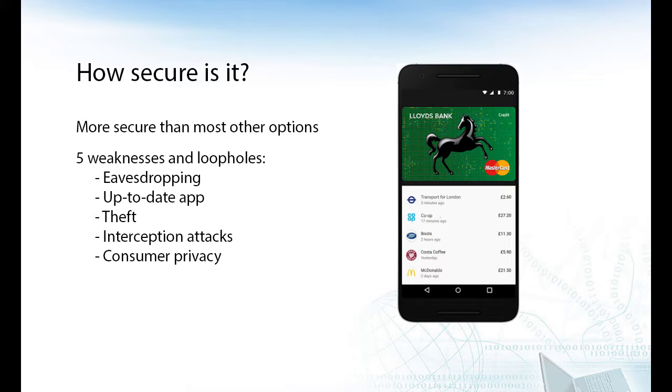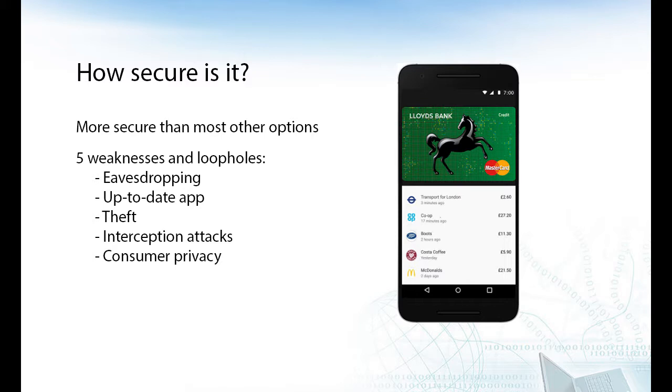Even though the range of NFC is only a few centimeters, some white hat hackers claim they have succeeded in intercepting data from as far away as 5 meters. Secondly, there is a chance you are not using an up-to-date app. This is important since it is the app that makes sure you have the most recent security fixes.